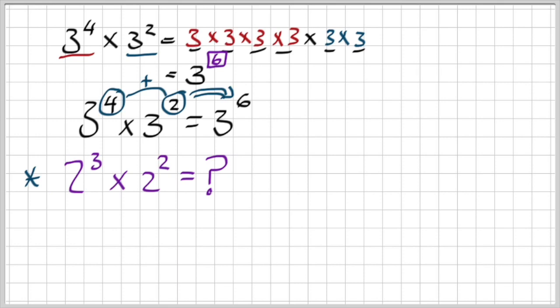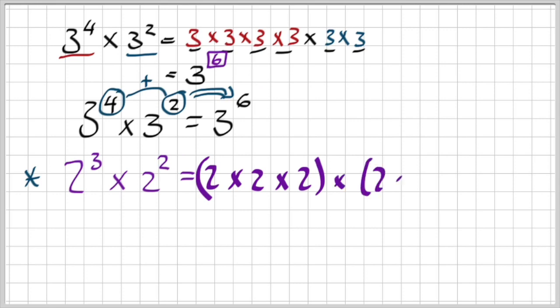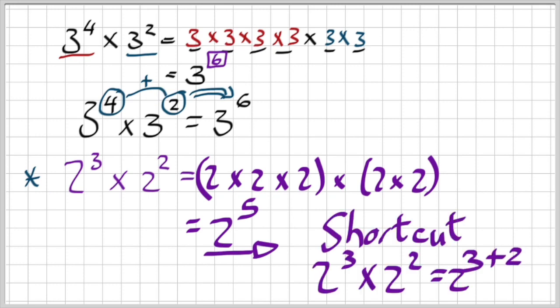But let's investigate. Let's go to the definition. 2 to the 3 is 2 times 2 times 2. Of course, there's a multiply now. What about 2 to the 2? Well, that's just 2 times 2. Which means I end up with 2 to the power of 5. So was my spidey sense right? Yes. So in other words, can't I just use a shortcut instead of having to write it all out? That 2 to the 3 times 2 to the 2 is 2 to the 3 plus 2.